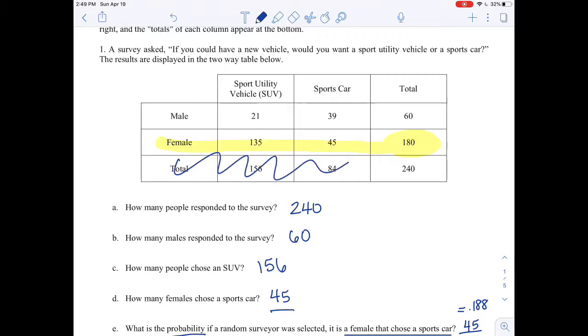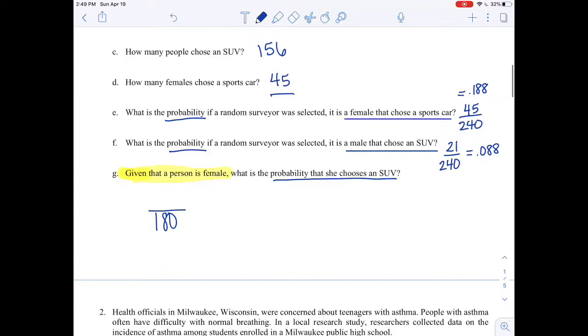So I'm not going to look at anything else in this table. I'm only going to look in the part that I highlighted yellow. Out of these 180 females, how many people chose an SUV? 135. So the answer would be 135 over 180. Now again, I know that I'm doing this not out of the 240 that I did all the other ones from because of this word given. That's going to tell you this is a conditional probability. It's conditional upon what part of the group we chose.